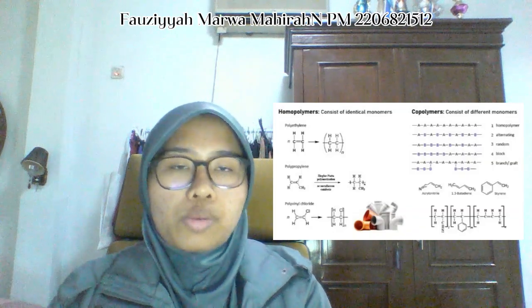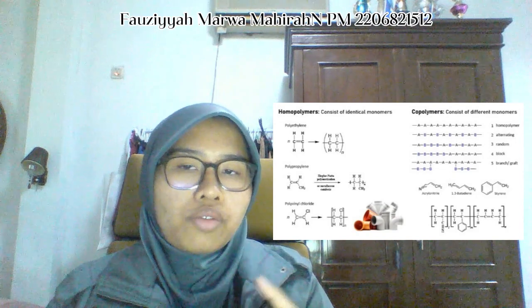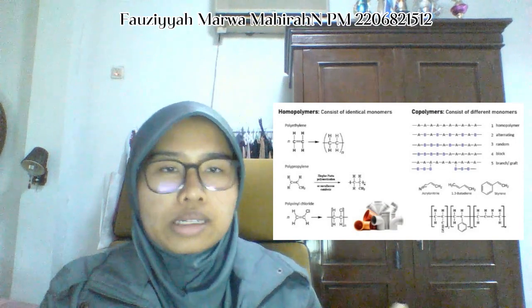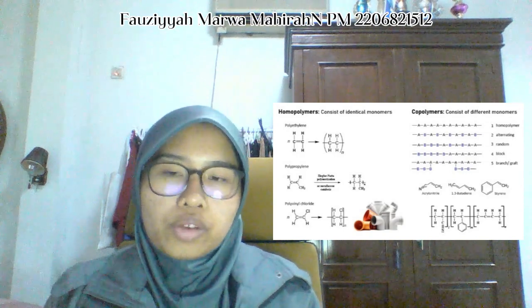For the next classification, we've got monomer buildings. So what does that mean? It means that this classification shows how the monomers are actually bonded. So there are 2 of it, homopolymers and copolymers. Homopolymers, like its name, consist of identical monomers. So we've got some examples here. This is polyethylene, polypropylene, and polyvinyl chloride.